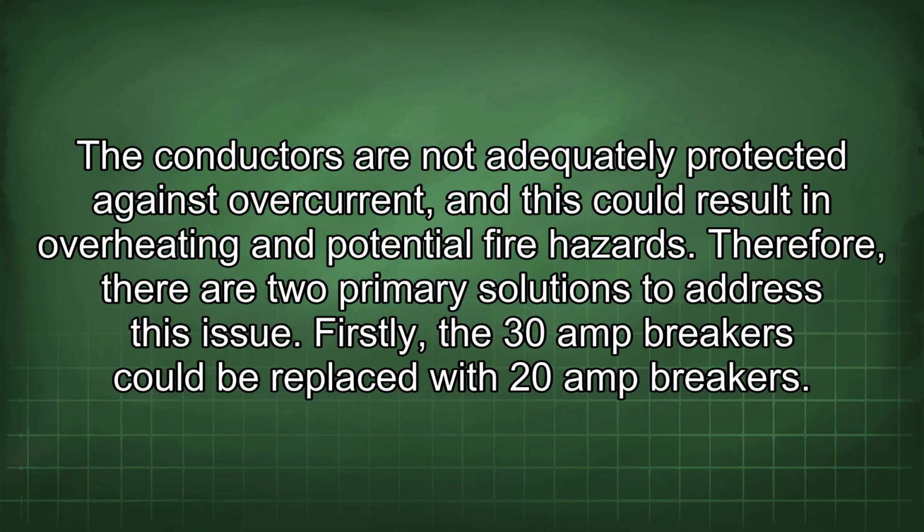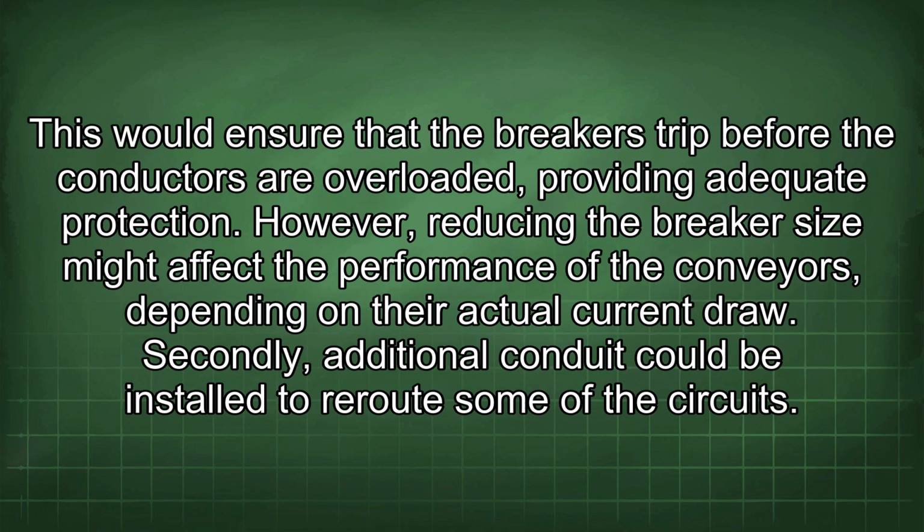Therefore, there are 2 primary solutions to address this issue. Firstly, the 30-amp breakers could be replaced with 20-amp breakers. This would ensure that the breakers trip before the conductors are overloaded, providing adequate protection. However, reducing the breaker size might affect the performance of the conveyors, depending on their actual current draw.